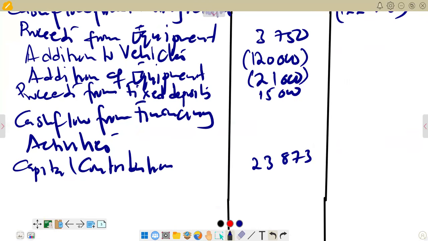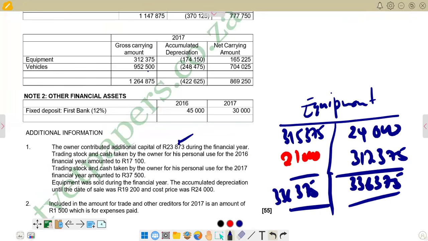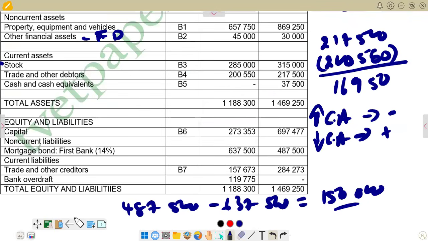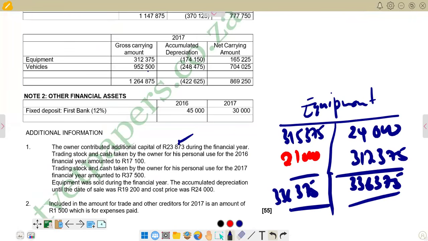and we represent it as our repayment of loan, or we can just say decrease in loan, which is our 150,000 as an outflow, or as a negative. So we go back to check in the question if you have got anything else to do with your financing activities. If you check everything, you see that we've exhausted all the financing activities that we have in the question. So we can go there to find the net cash flow from financing activities.